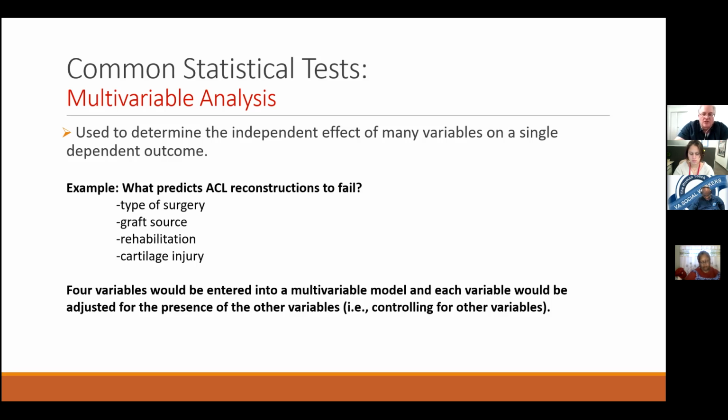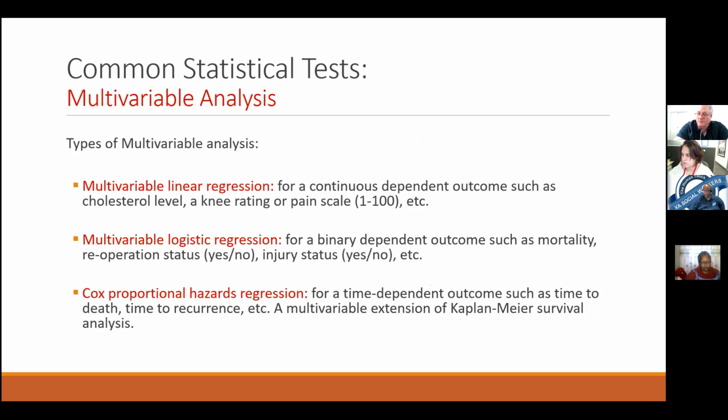However, I also want to look at the effect of graft source, rehabilitation, injury, or I want to control for those. Essentially, all these variables would be entered into a multivariable model. So you're going to see that typically at the end of a stats section of a protocol. You're going to say, at the end of the day, we're also going to do a multivariable model. The type of model is based on how, again, the variables are measured.